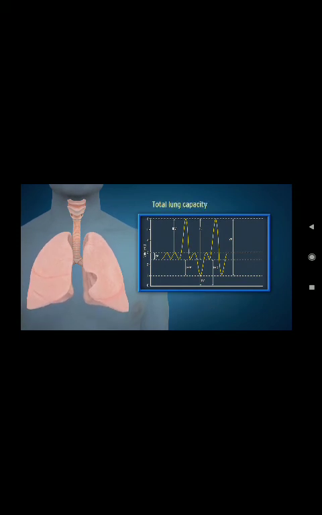Total lung capacity. It is the sum of vital capacity and residual volume of lungs. In normal adult male, it is about 5800 milliliters and 4200 milliliters in normal adult female.